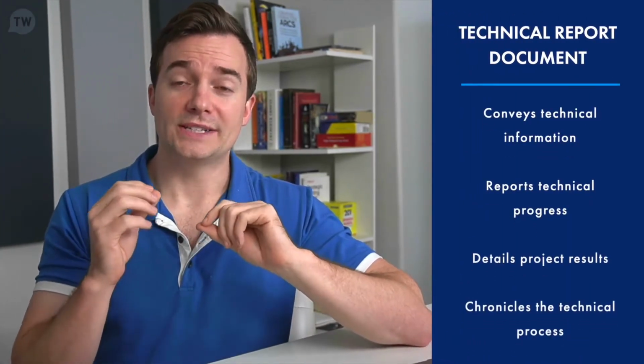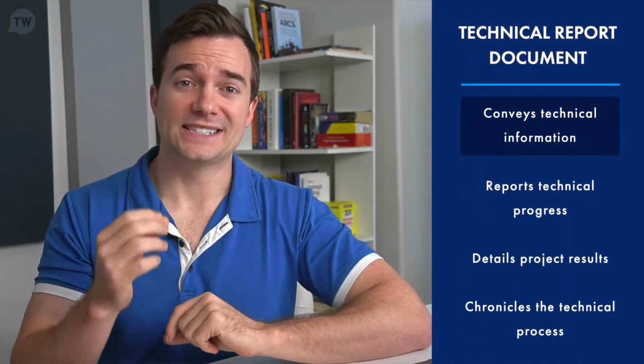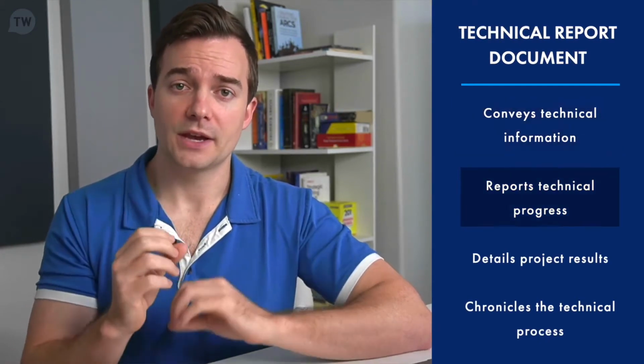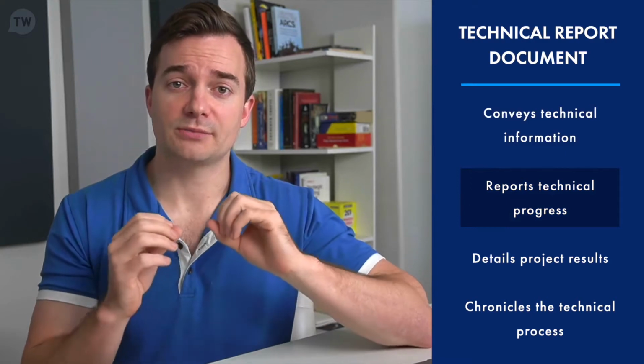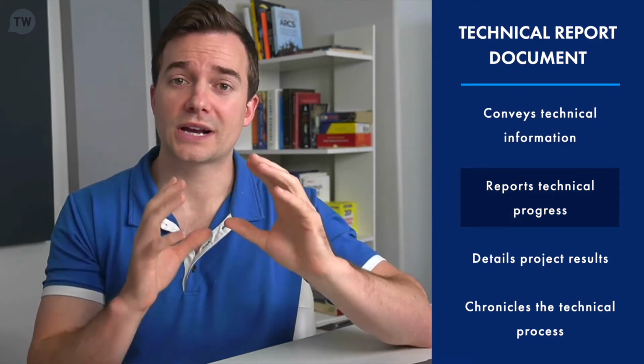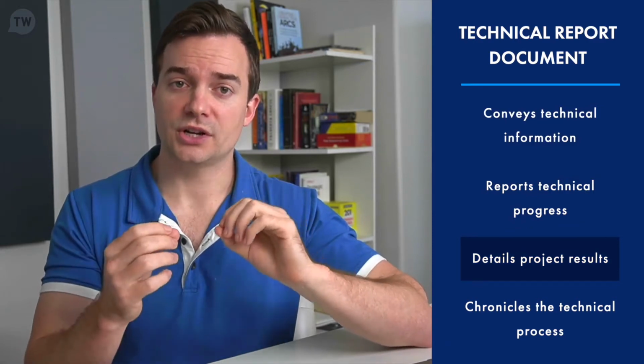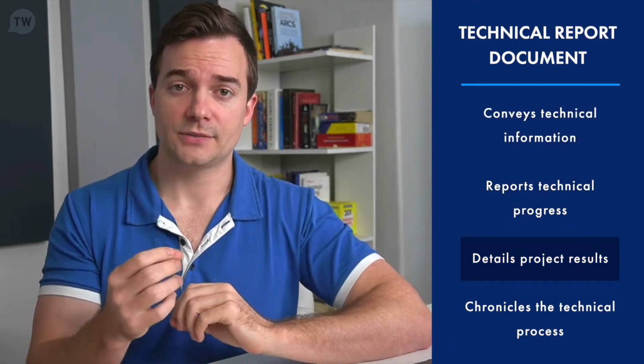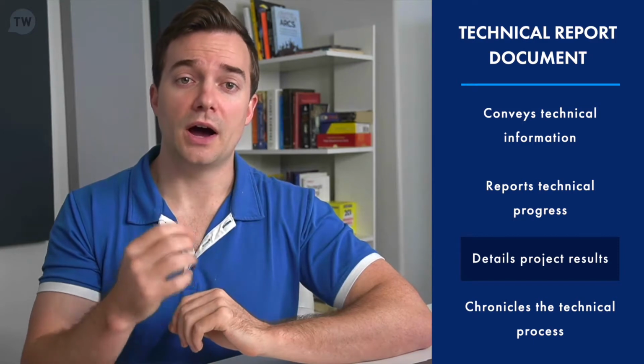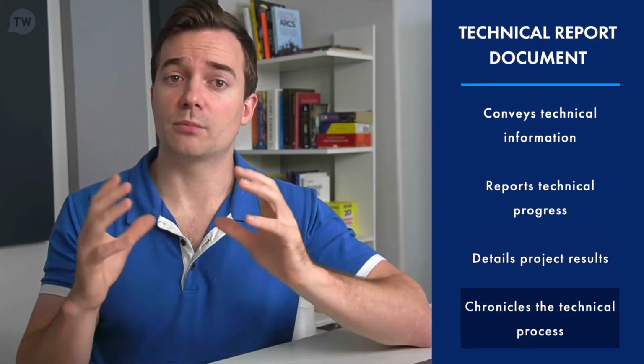So what is a technical report? A technical report is a formal document that conveys technical information in a clear, easily understandable, and structured manner. It reports technical progress, explaining how far the research or practical work has progressed. It also details the results of the project while also laying out the findings. And depending on the scope of the project it's based on, it can also chronicle the entire technical process from start to finish, complete with all the stages or phases.